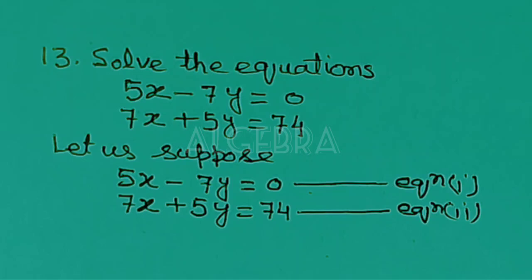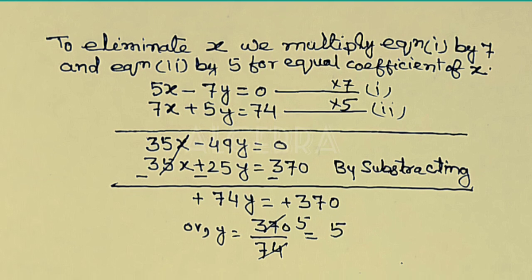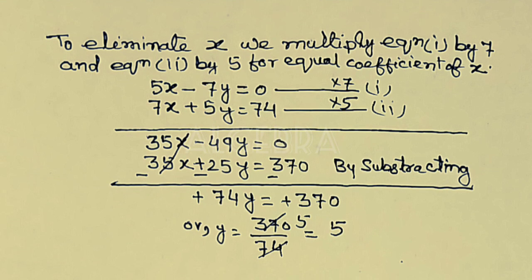13. Solve the equations 5x - 7y = 0 and 7x + 5y = 74. Let us suppose 5x - 7y = 0, equation 1, and 7x + 5y = 74, equation 2. To eliminate x, we multiply equation 1 by 7 and equation 2 by 5 for equal coefficients of x.